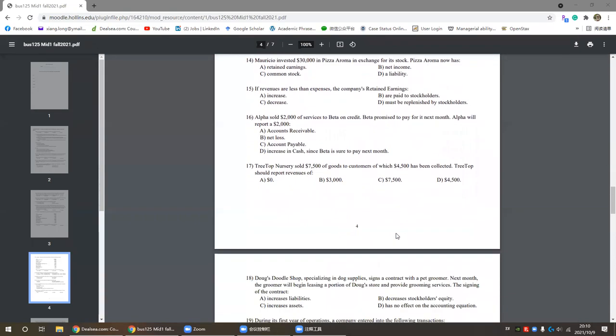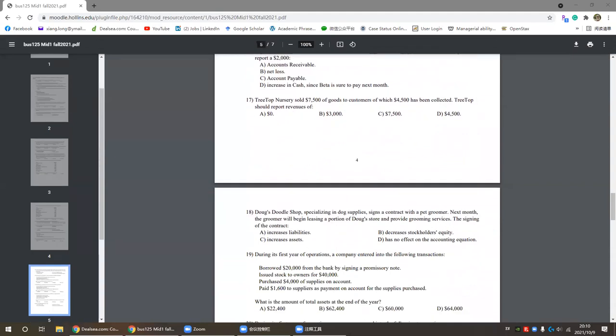Okay. And question 17. This company sold 7,500 of goods to customers, of which 4,500 has been collected. So this company should report revenue of what? Okay, the revenue, normally according to the accrual basis, no matter how much money you already received, will be counted as the total amount.